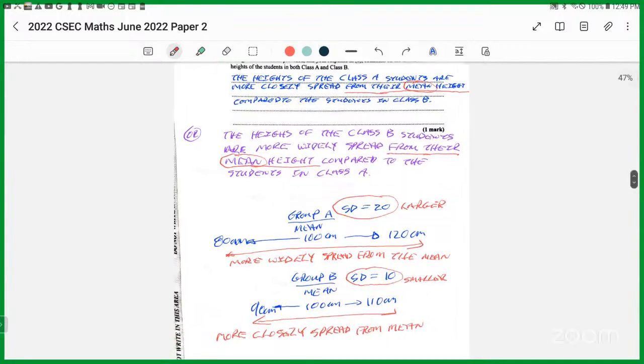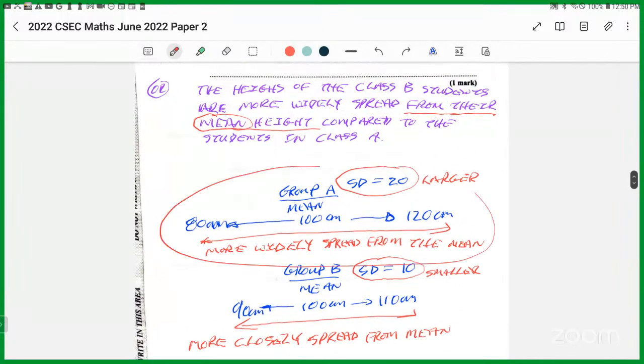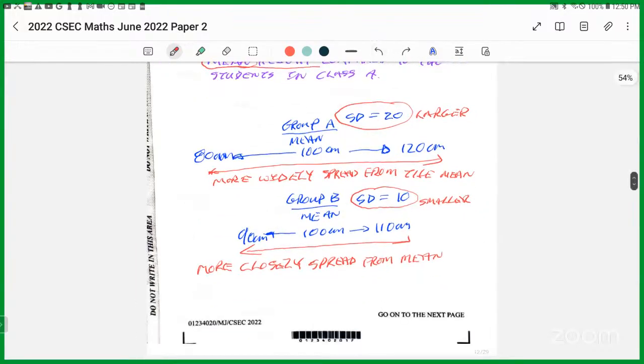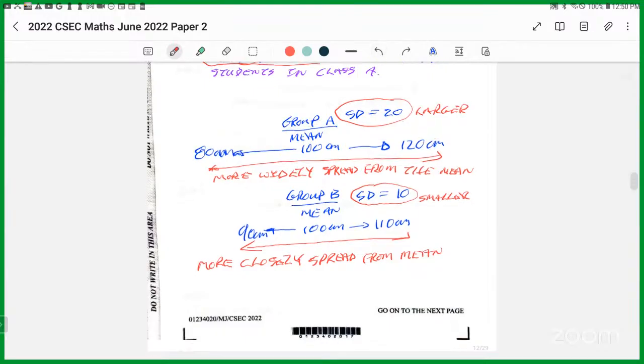So basically, if I look back at this again, in this class, where the standard deviation is higher, there's a person with a height of 80 centimeters, and a person with a height of 120 centimeters. So the smallest height is 80, and the largest height is 120, for example, when the mean height is 100. Over here, when the standard deviation is less, the smallest height is 90, and the largest height is 110. So if you notice, the spread is not so far from 100, while up here, the spread is wider from the 100. So that is it. Hopefully you understand. But that finishes that question.